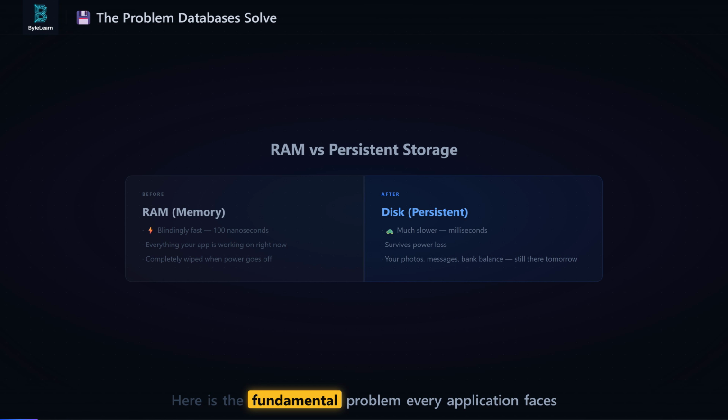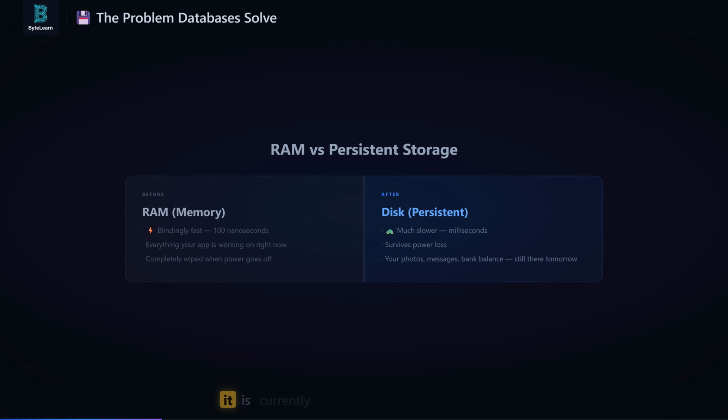Here is the fundamental problem every application faces. When your app is running, it stores everything it is currently working on in RAM. Random access memory, RAM, is incredibly fast. A read from RAM takes around 100 nanoseconds. That is why your app feels snappy. But RAM has one critical weakness.